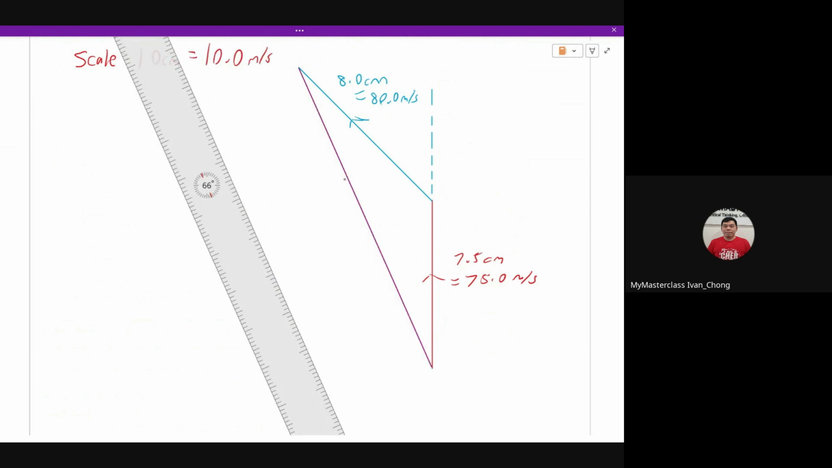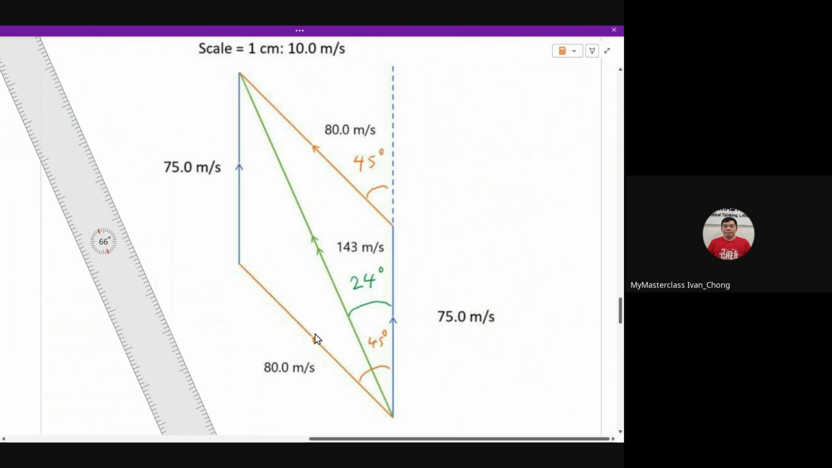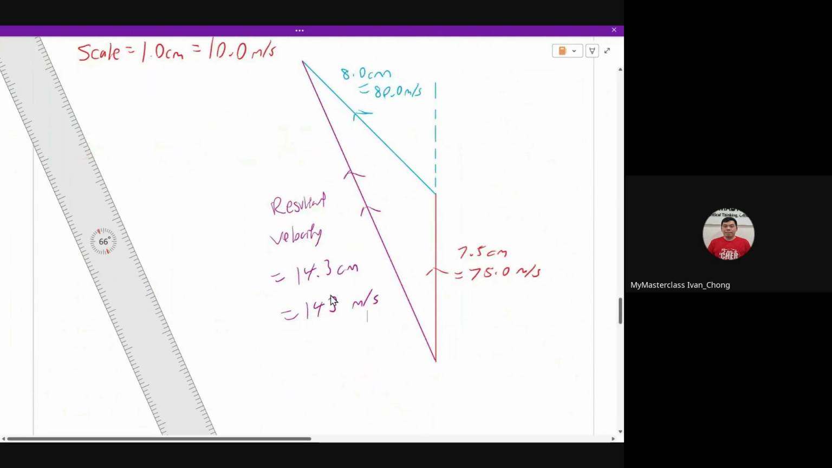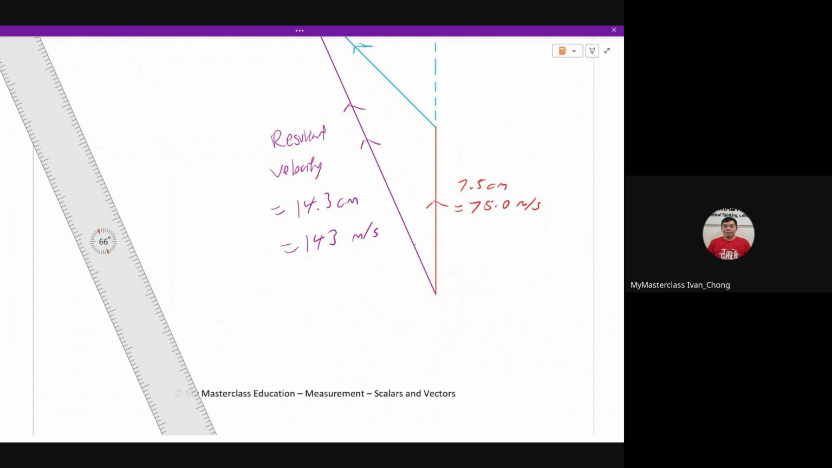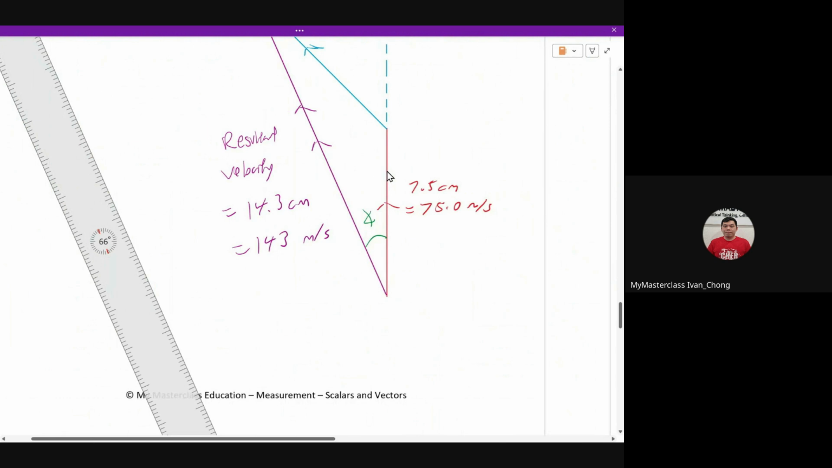Just remember mine is an estimation, not a proper one, because I do have values on my ruler itself. Your resultant velocity should answer the question back, right? How much is it? You will notice that the value is 14.3 cm. So I end up with 143 meters per second. And you notice I don't write the 0.0 anymore because this is going to be 3SF. What you want to do next is to find the angle itself. Same thing, we're going to find this angle. For me, the angle would be roughly about 24 degrees.